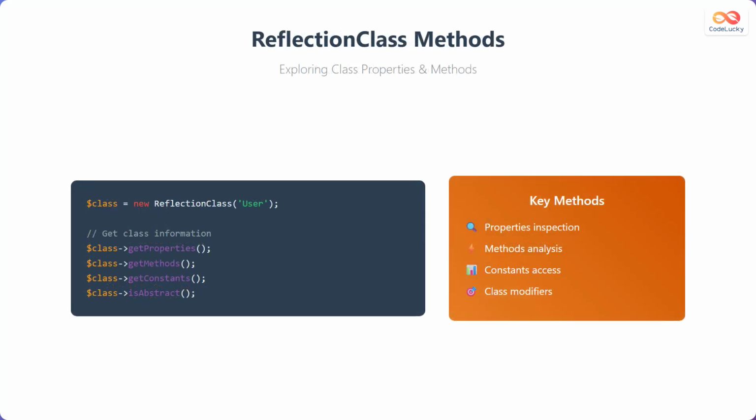Now let's delve into ReflectionClass methods. Here we are exploring class properties and methods using Reflection. Examine the code block. Various methods are used to get class information. The getProperties method retrieves all properties of the class, while the getMethods method fetches all methods. You can also access constants using getConstants and determine if a class is abstract with isAbstract. The key methods include properties inspection, methods analysis, constants access, and determining class modifiers.